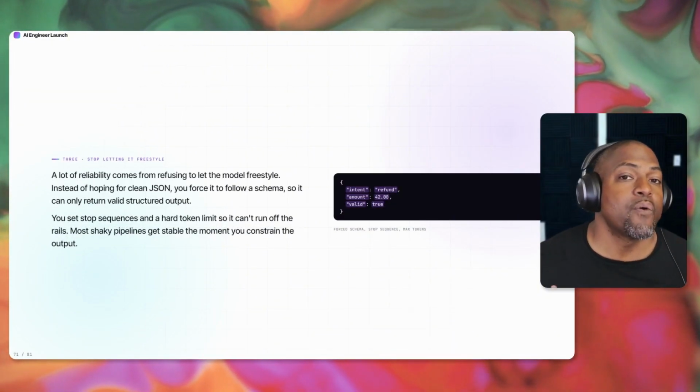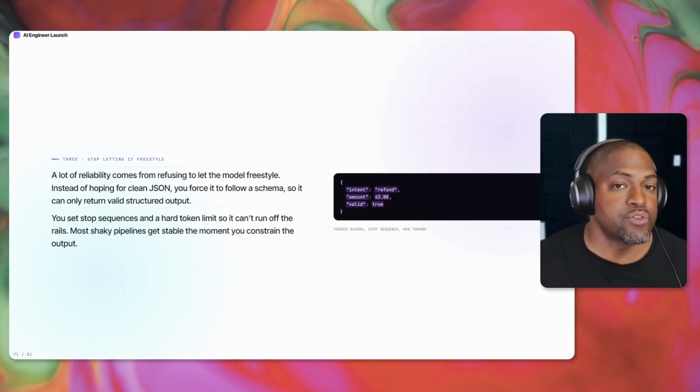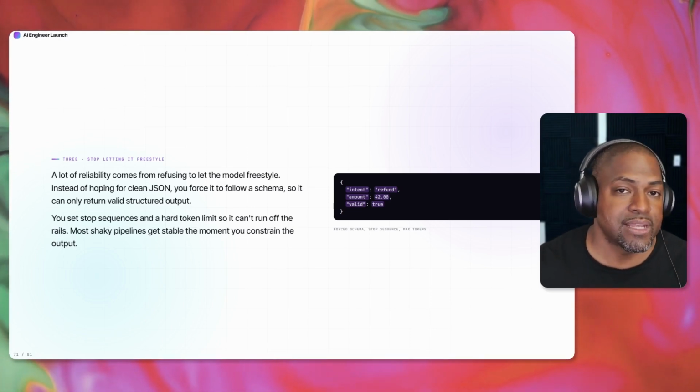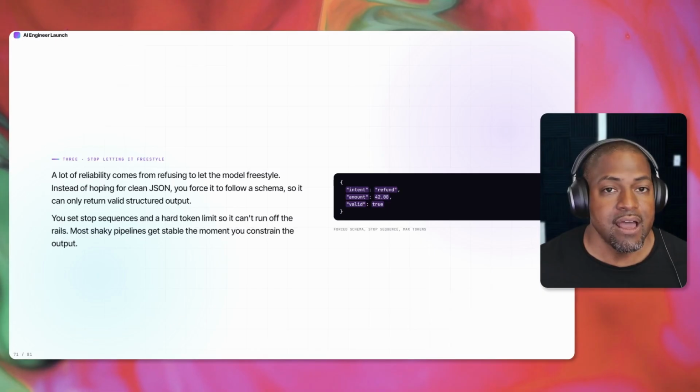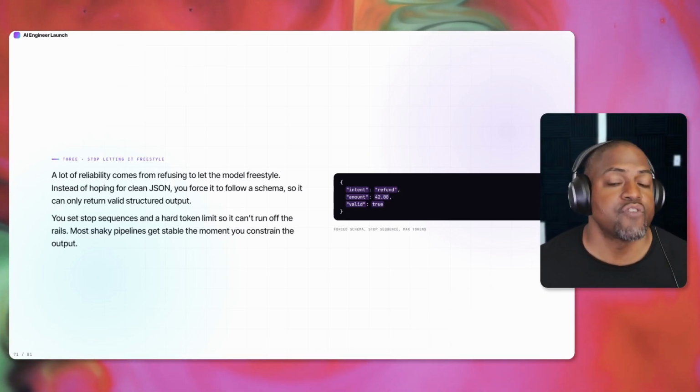Instead of hoping for clean JSON, force a schema. The model can only return valid structured output. Set stop sequences and a hard token limit so it can't run off the rails. Most shaky pipelines basically get stable the moment you constrain the output.